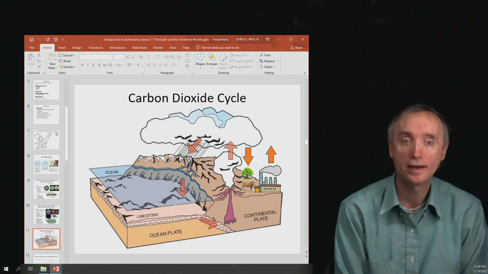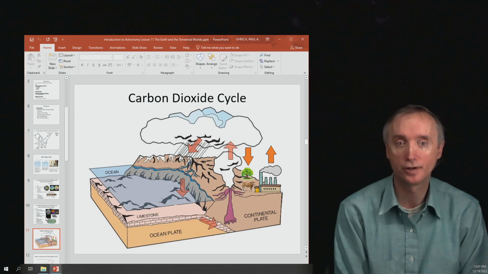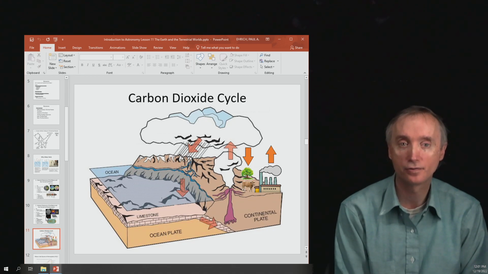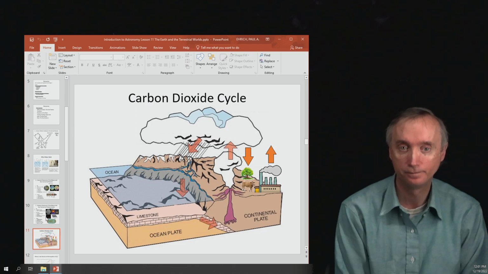So animals and cars and factories produce carbon dioxide. So that's another source of carbon dioxide in our atmosphere. And then plants absorb carbon dioxide.